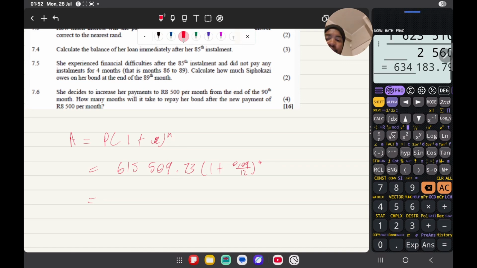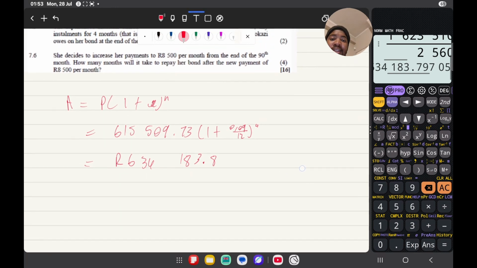Cool. So now her debt will be 634,183.78. This is now how much her debt will be. And then she decides to increase her payments to 8,500 per month from the end of the 90th month. Oh, yeah, okay. How many months will it take to repay her bond after the 85th payment?